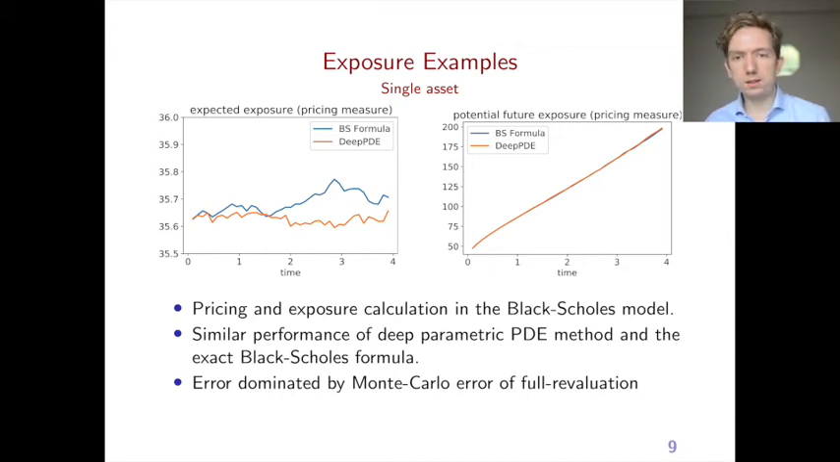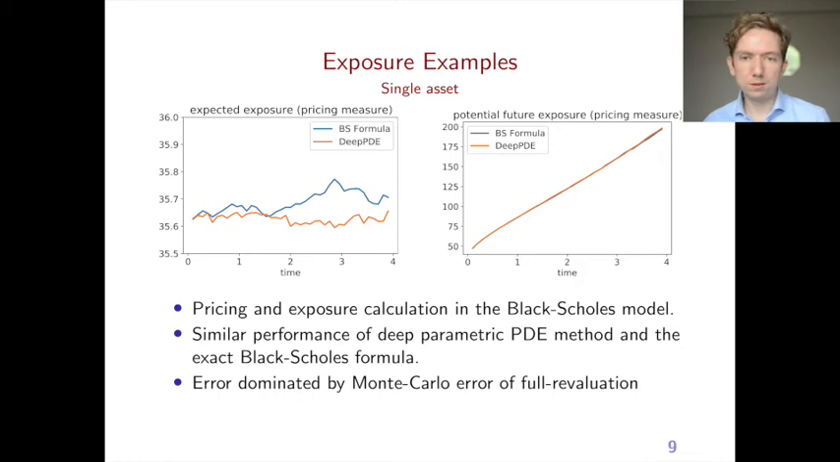I'd like to point your attention to the left figure, the expected exposure and the risk-free measure, because we know that in this case the exposure is constant and it is equal to the option price. This means that we can identify the error on the exposure by any oscillations of the two graphs. Since the Black-Scholes formula is exact up to machine precision, the only error source is the Monte Carlo simulation during the full revaluation. The deep parametric PDE method shows a similar error to the Black-Scholes formula, which means that the pricing error of our method is negligible in comparison to the Monte Carlo error of the full revaluation. This shows the suitability of the method for this application.